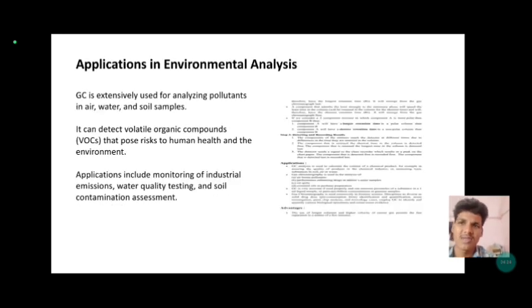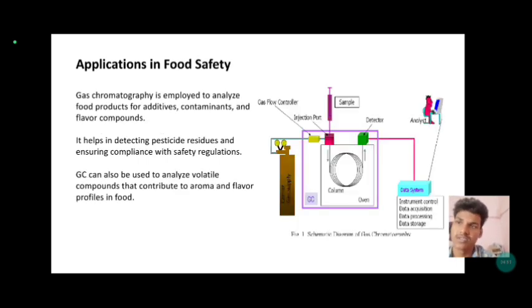Applications in environmental analysis. Gas chromatography is extensively used for analyzing pollutants in air, water, and soil samples. It can detect volatile organic compounds, shortly called VOCs, that pose risks to human health and the environment. Applications include monitoring of industrial emissions, water quality testing, and soil contaminant assessment.